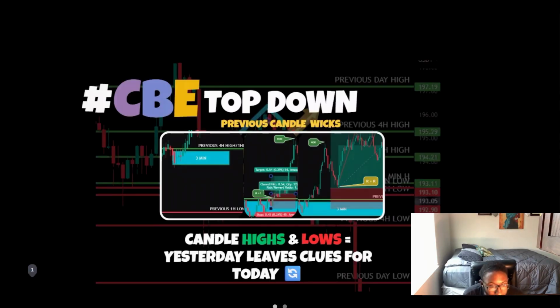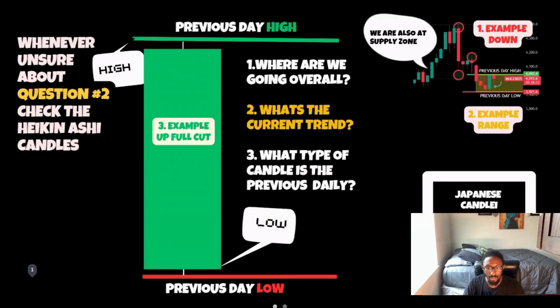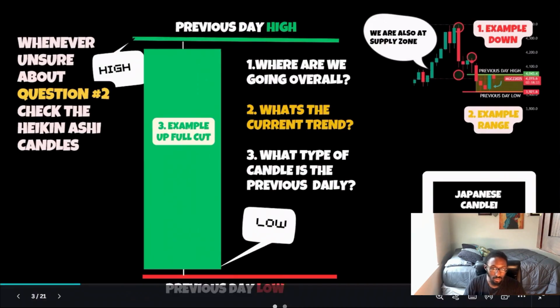CBE top down. Previous candle wicks. Candle highs and lows equals yesterday. Leave clues for today. Candles high and lows yesterday. Leave clues for today. That's deep. I enjoy this template, man. A lot of y'all don't realize how long ago I really made most of these templates. I put so much time and efficiency in making these templates. I haven't touched this one in like 3 months, 5 months, for real.